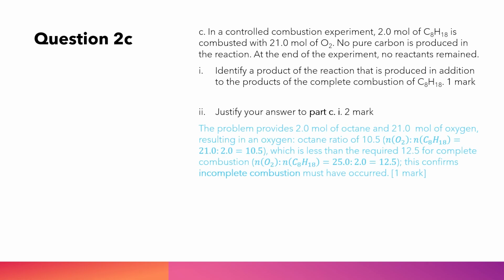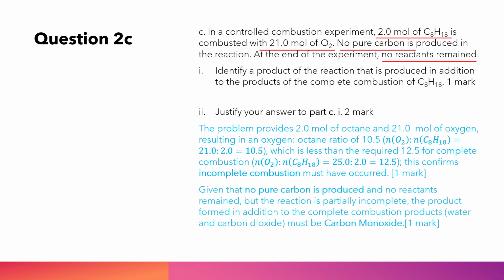The problem provides 2.0 moles of octane and 21.0 moles of oxygen, resulting in an oxygen-octane ratio of 10.5, which is less than the required 12.5 for complete combustion. This confirms incomplete combustion must have occurred. Given that no pure carbon is produced and no reactants remained, but the reaction is partially incomplete, the product formed in addition to the complete combustion products, water and carbon dioxide, must be carbon monoxide.